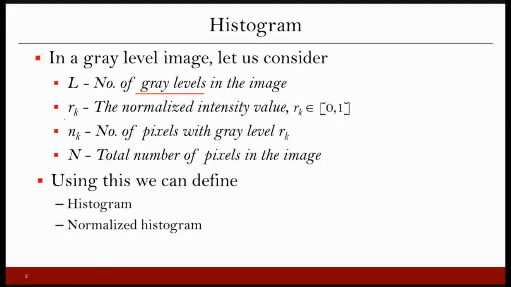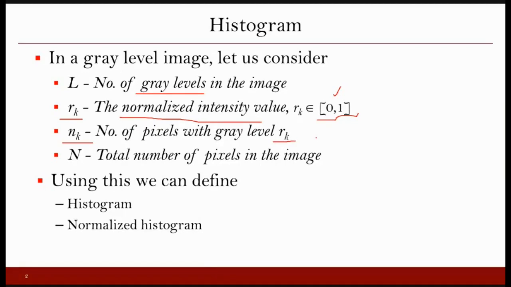And r_k here will denote the normalized intensity, which will be between 0 and 1. Normally our intensity varies, in the usual case, from 0 to 255, but if that is the case, then we will normalize it and talk about the normalized intensity. That means we will divide every pixel by the maximum value, so that all the intensities lie between 0 and 1. So r_k is the normalized intensity, with range between 0 and 1. And n_k will denote the number of pixels that have r_k gray level.